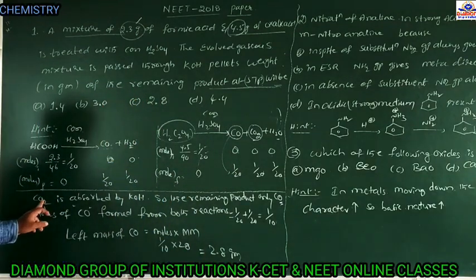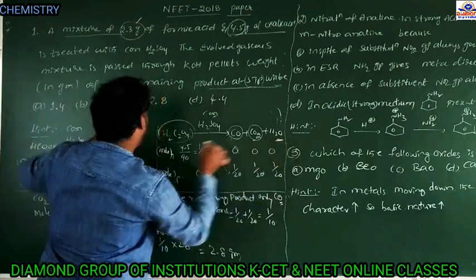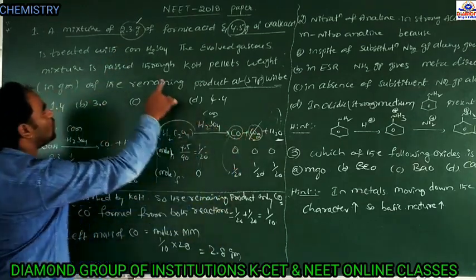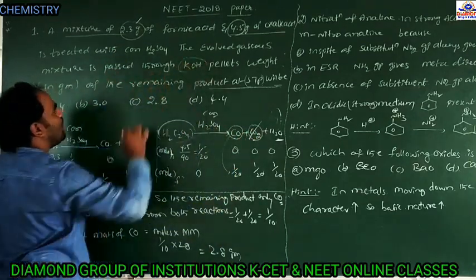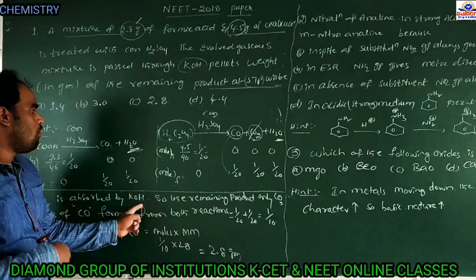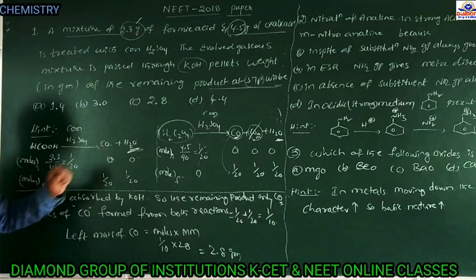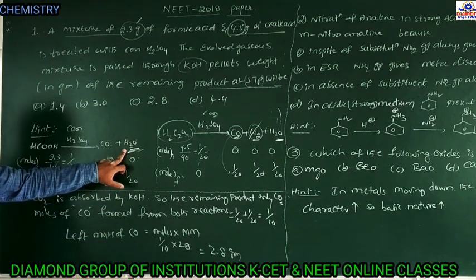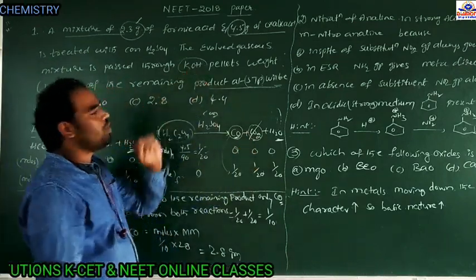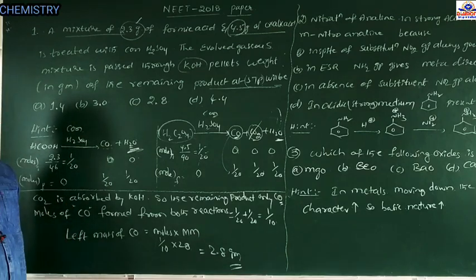Okay. Next, CO2 is absorbed. Water is absorbed by concentrated H2SO4, and CO2 is absorbed by the KOH pellets. Therefore, the remaining product is only CO. Carbon monoxide is remaining because water is absorbed by the concentrated H2SO4 and carbon dioxide is absorbed by the KOH.